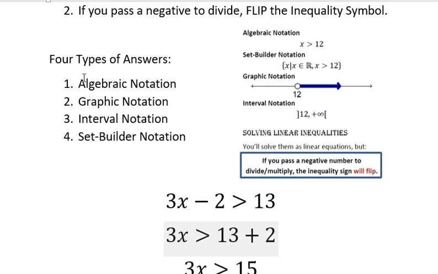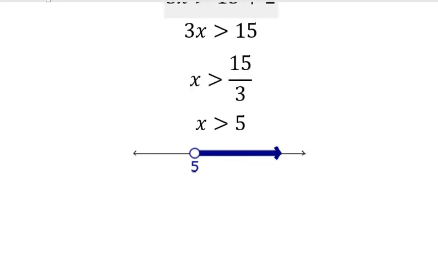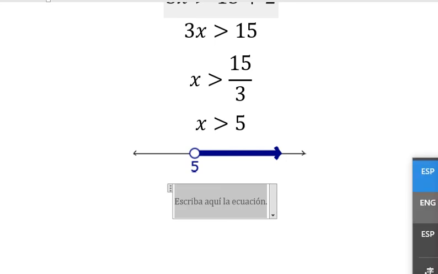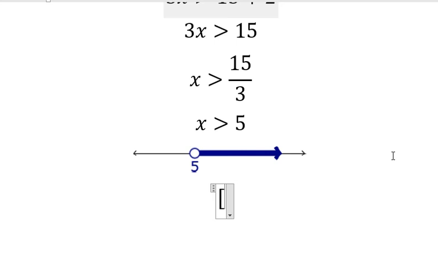I have now two of the types of answers, algebraic and graphic. Now I'm gonna look for interval. For interval notation you need to use brackets. It's kind of simple. Now which kind of brackets are we gonna use? We're gonna use these ones.